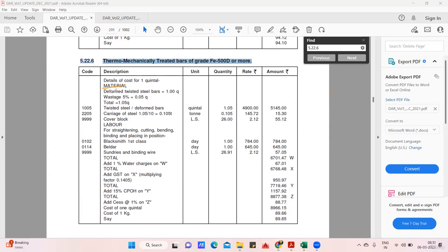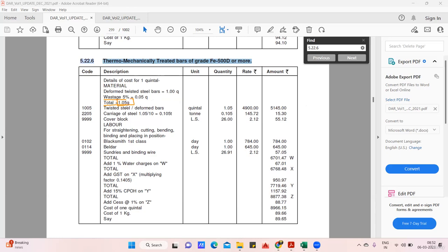First comes your material. So deformed twisted steel bar of 1 quintal is required. 1.00 Q means it's quintal. That means 100 kg I'll take. So usually we'll add a 5% wastage in the steel. That is why whenever I did the bar bending schedule and all, I told you to add around 5% wastage for the column, for the beam and all, isn't it? So here 5% wastage is added. So total will be 1.0 Q plus 0.05, which is 1.05 quintal total. That means for 1.05 quantity, we are going to do the rate analysis.